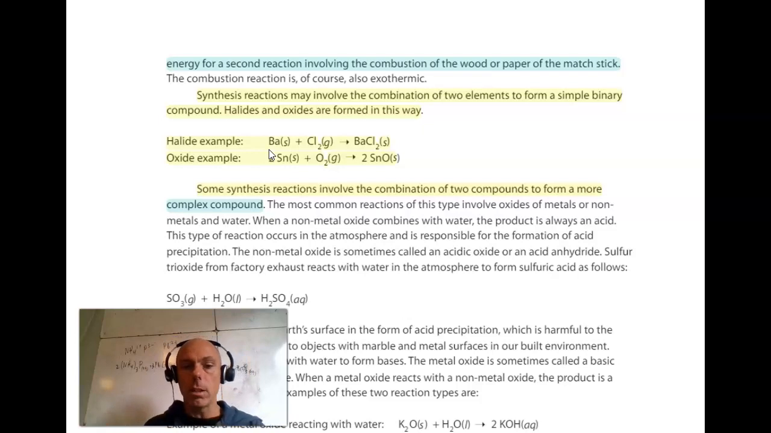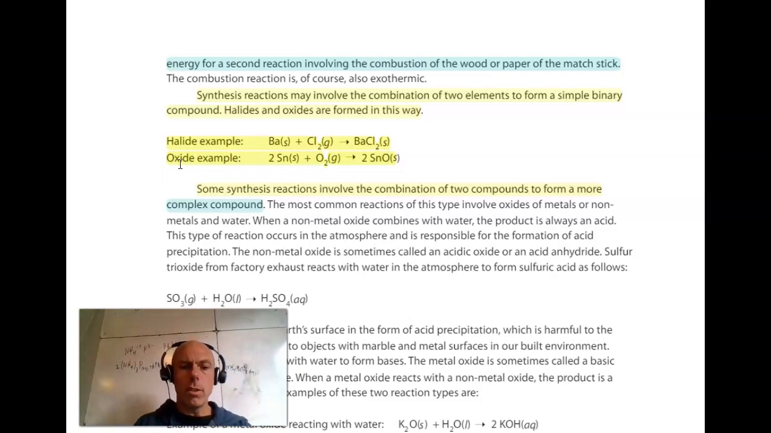Rather, BaCl2 is coming from the charges that barium and chloride assume for that compound to be overall neutral. Down below, we see tin, another metal, reacting with oxygen to form tin oxide. The tricky thing about this is that tin is one of those multivalent metals that can have more than one charge. Tin can be 2+ or 4+.